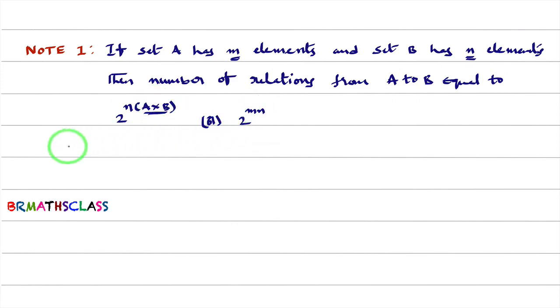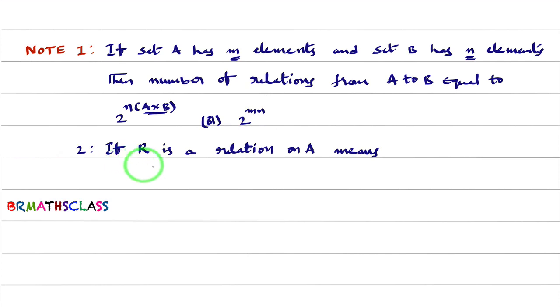Okay. Note 2. This is a very important point we use very frequently throughout this chapter. If R is a relation on A, we see this terminology very frequently while solving exercise problems. What does it mean? R is a relation on A means it is a relation from A to A.